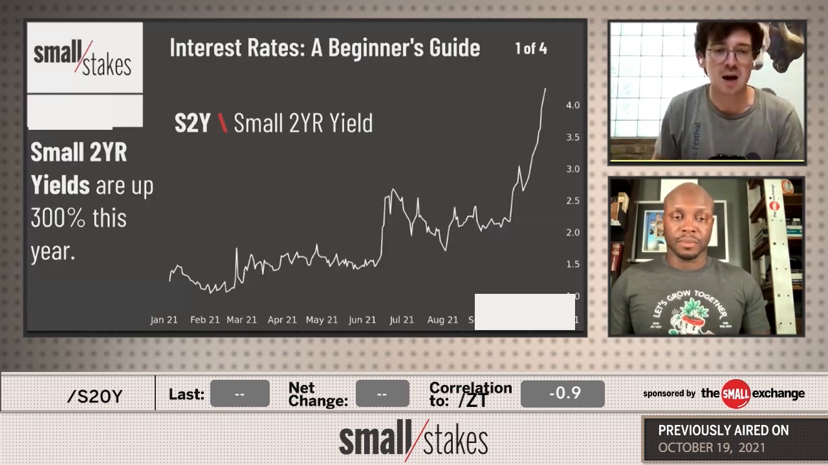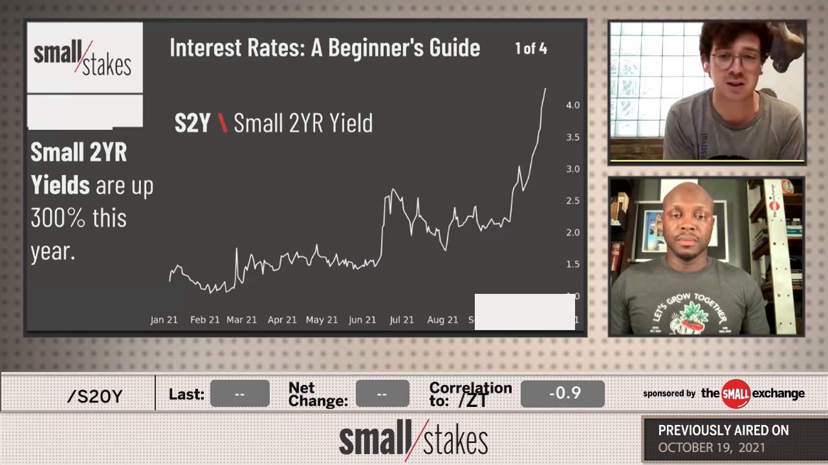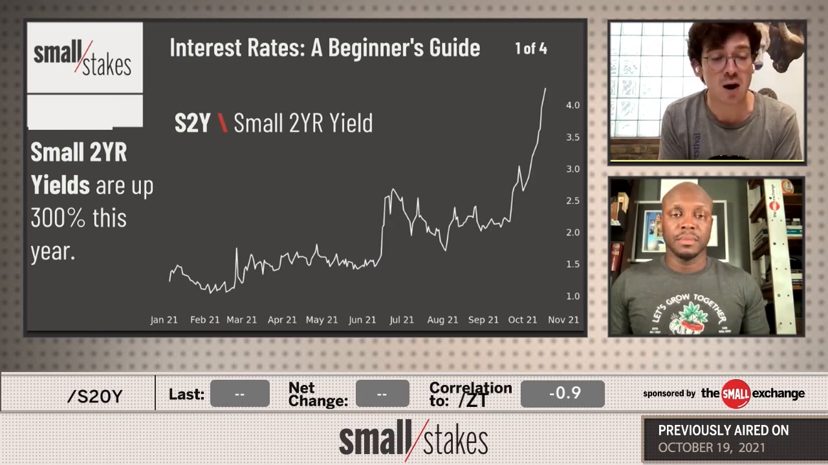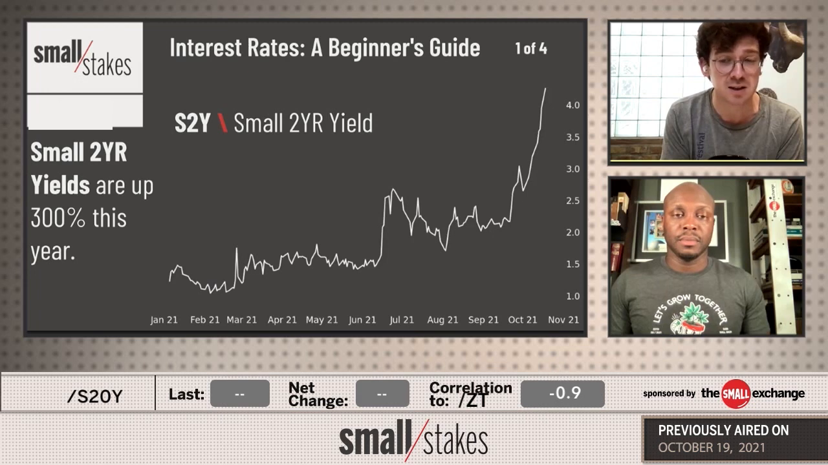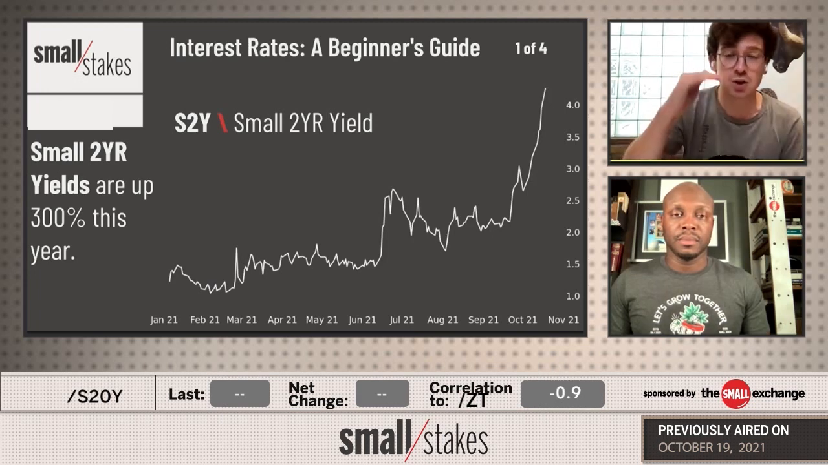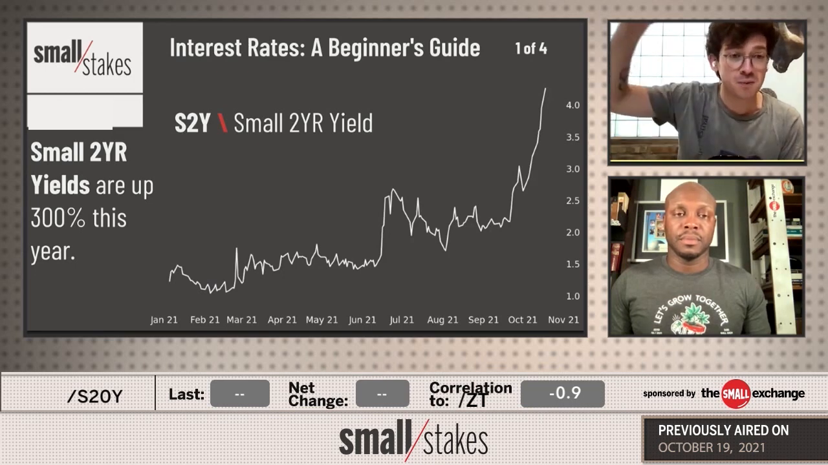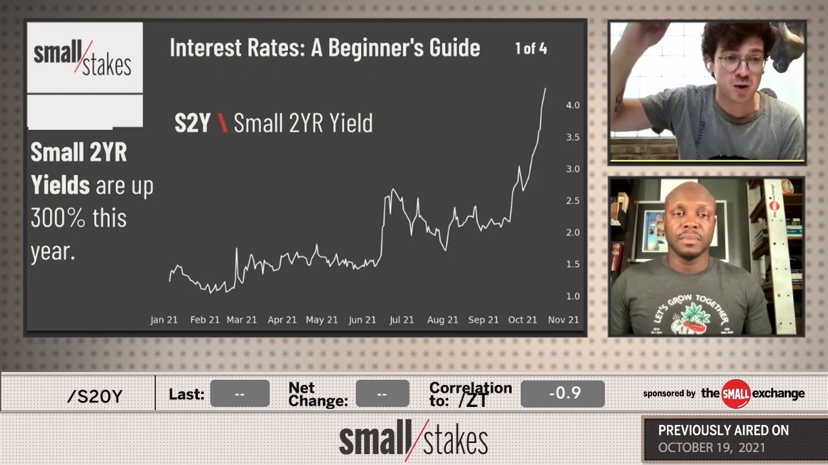But first, I want to just bring up why everybody is talking about interest rates in the last week or so. That's because short-term interest rates, and we're looking here at the 2-year duration, are up 300% this year, which is to say that the 2-year yield, or the 2-year interest rate, has gone from about 10 basis points, which is 0.1%, to above 40 basis points, which is 0.4%.